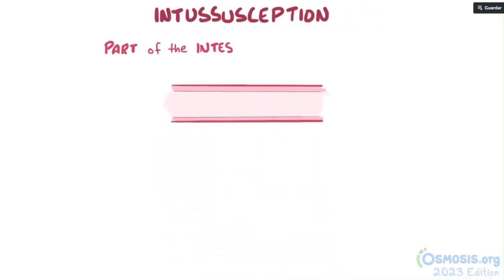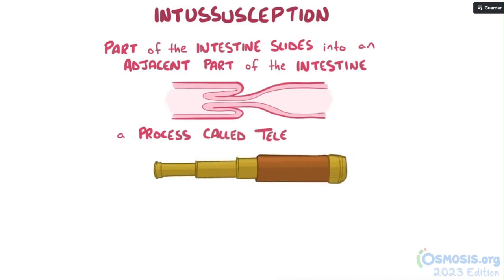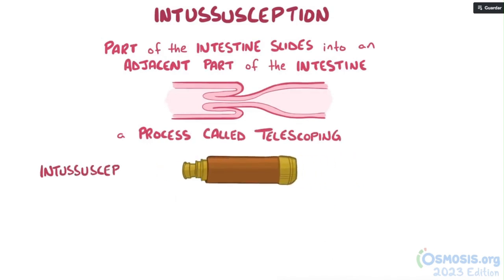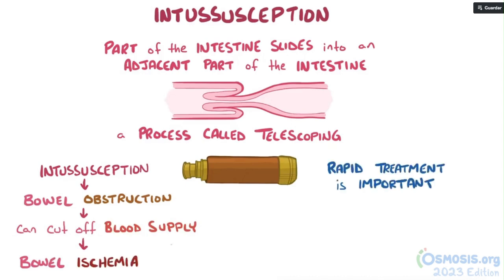Intussusception happens when part of the intestine slides into an adjacent part of the intestine, a process called telescoping. Intussusception can lead to intestinal obstruction and can also cut off the blood supply to that part of the intestines, resulting in bowel ischemia. Rapid treatment's important and can be done with a barium or an air enema, as well as surgery if needed.